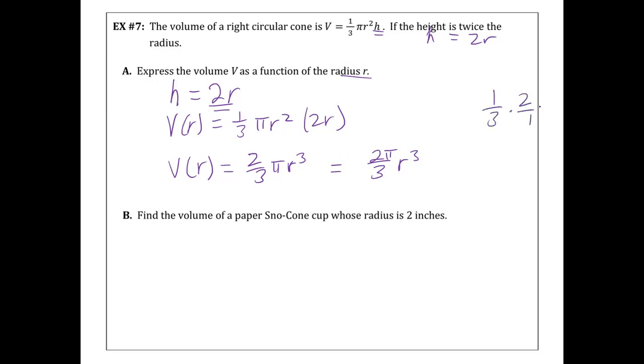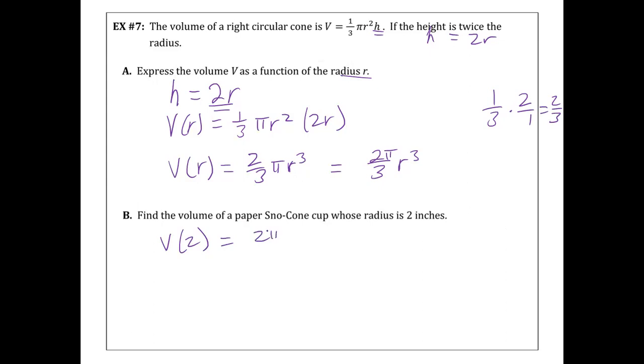1/3 times 2 over 1 equals 2 over 3. You don't mix letters and numbers, right? Nope. All right. Now it says find the volume of a paper snow cone whose radius is 2. Can I do that now without worrying about the height? Yes, because my volume's in terms of the radius. So now I only need to know one detail of what's taking place instead of knowing two details about something. Okay. So here we're now looking for V of 2.